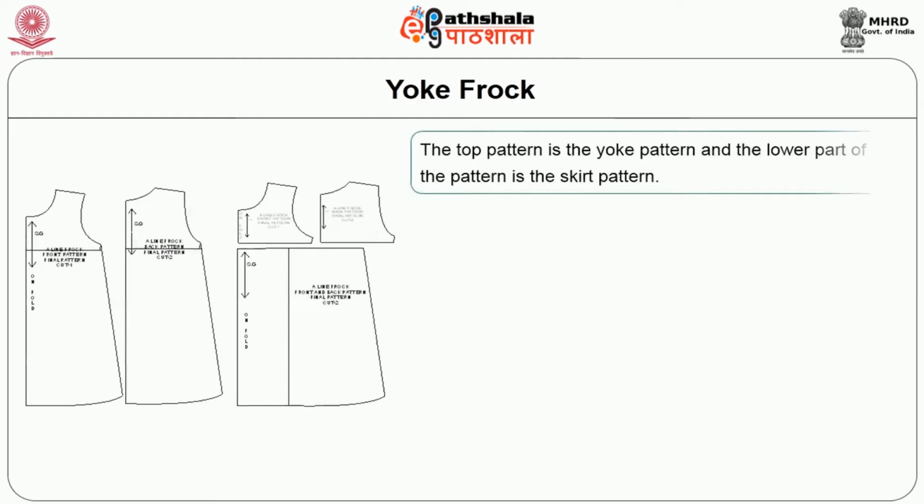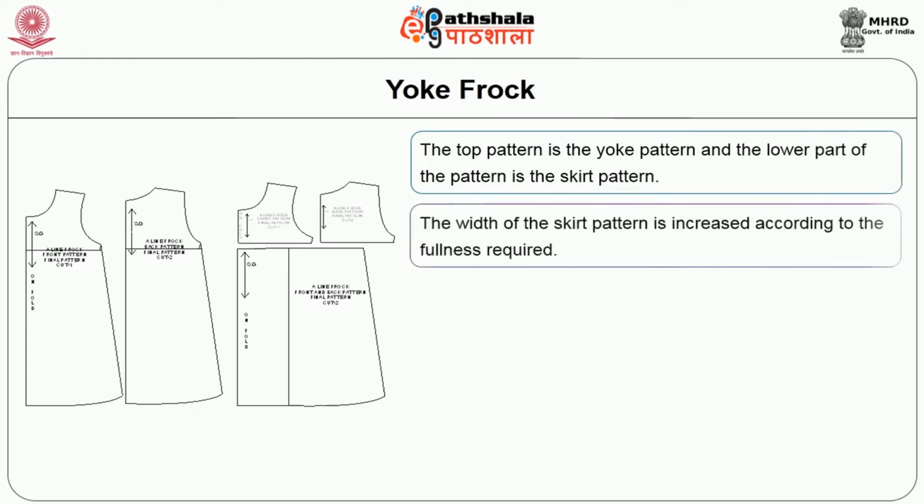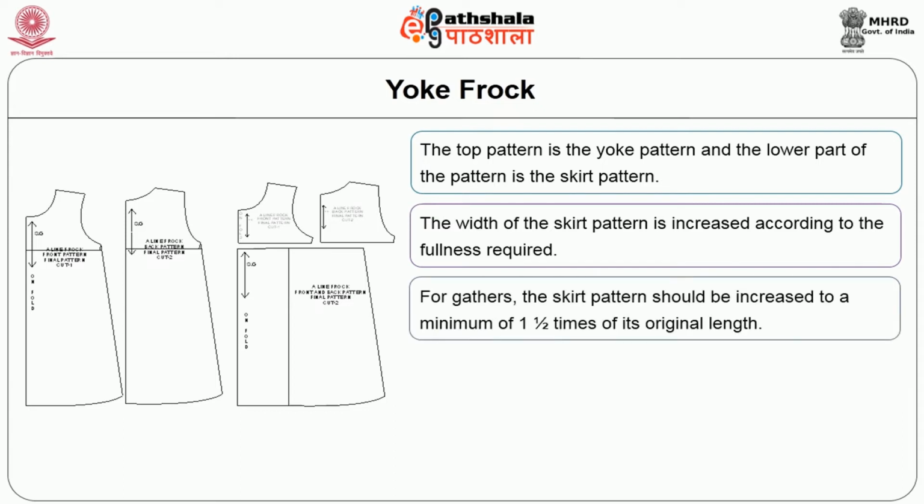The method of preparing the patterns for the yoke frock is as explained now. The A-line frock front and the back is traced and the yoke line is drawn as shown. The top of the pattern is called the yoke pattern and the lower part of the pattern is the skirt pattern. The width of the skirt pattern has to be increased to give more fullness.